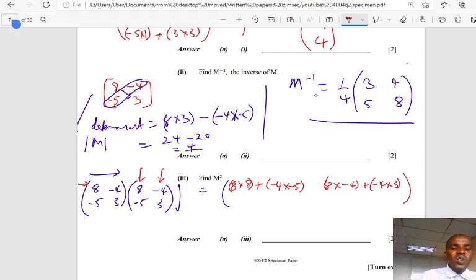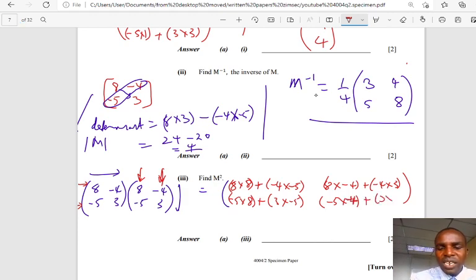Then done. Then we go on to the second row. Second row and first column, you say minus 5 times 8 plus 3 times minus 5. Like this. Then next, second row and second column, is minus 5 times minus 4 plus 3 times 3.